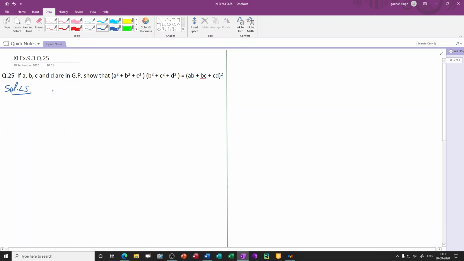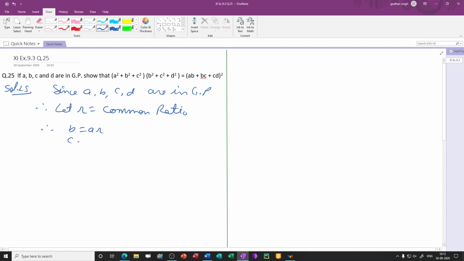Since A, B, C, D are in GP, let R be the common ratio. Therefore we can say that B is equal to AR, C will be equal to AR square and D will be equal to AR cube.